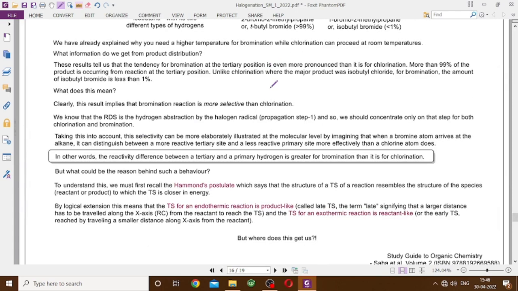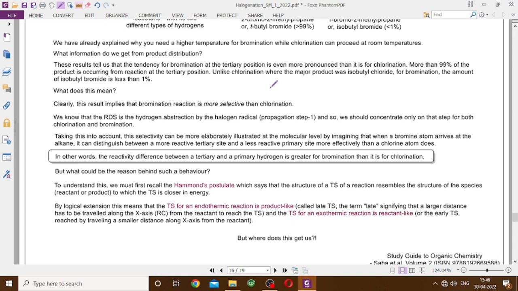This time we have to invoke Hammond's postulate. We have been talking about the transition state, but till now we have not thought of this Hammond's postulate, which tells us that the structure of the transition state of an elementary reaction, where a reactant is giving a product, will be closer to the structure of either the reactant or the product, depending upon the difference of energy between the TS and those species.